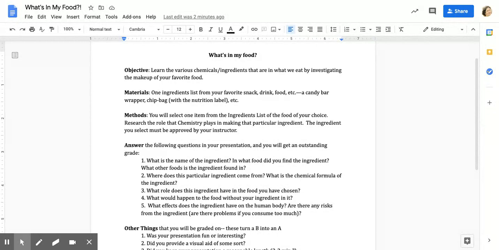Okay, so then you're going to research. Here's where I'm at as the methods. So you've selected your item from your ingredients list. You're going to then research the role that chemistry plays in making that ingredient. You need to get your ingredient approved. I'm going to create a sign-up sheet. If something does not look okay, I will reach out to you and we'll verify what we need to do.